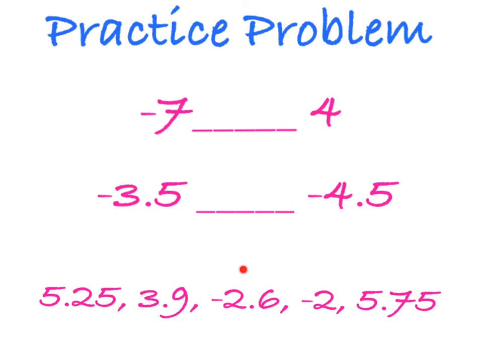Finally, list these numbers in order from least to greatest. Put the smallest number all the way on the left and write them in order all the way to the right until you get up to the greatest number.